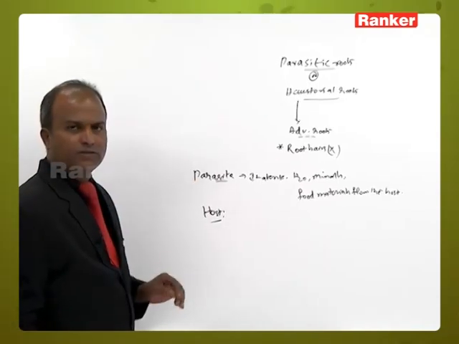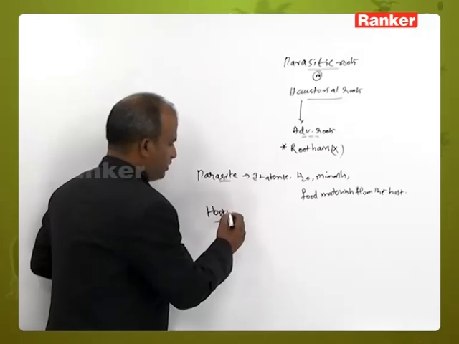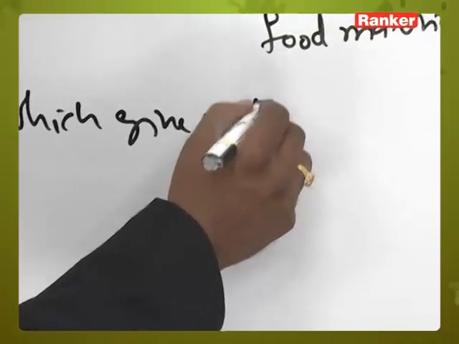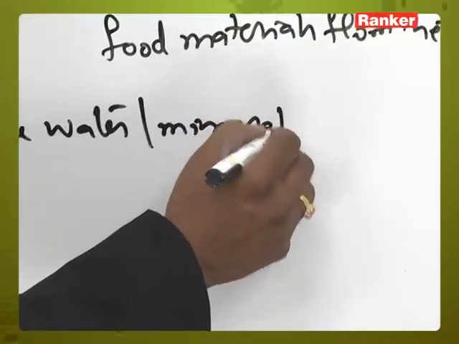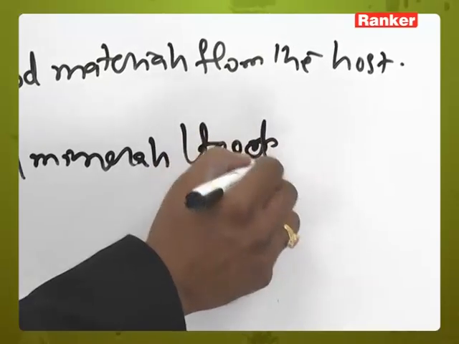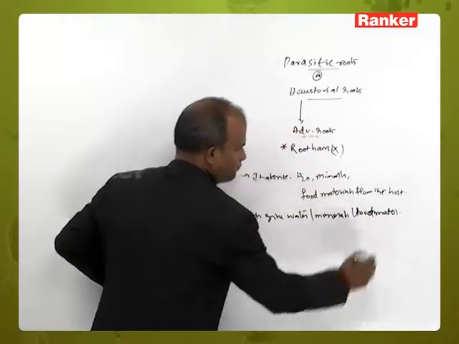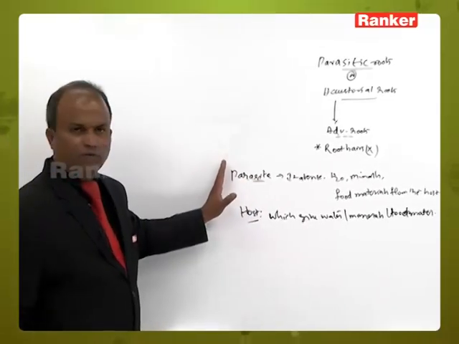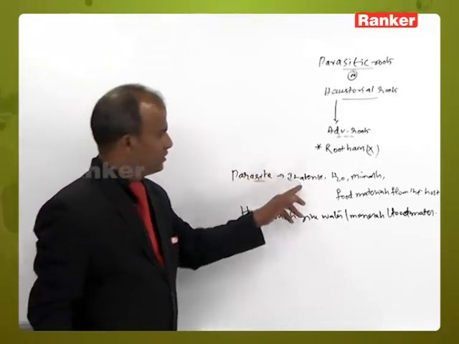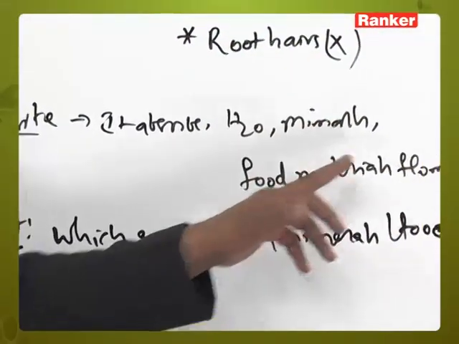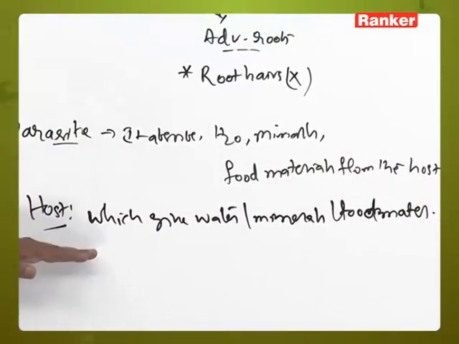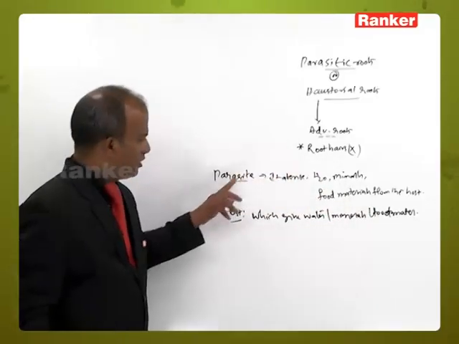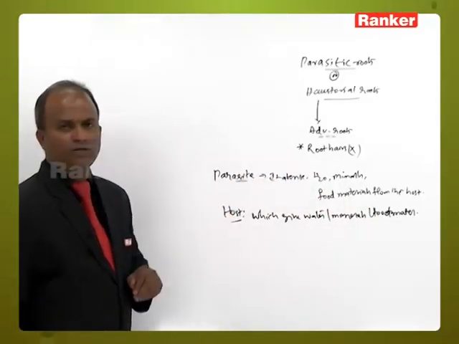But what is meant by a host? A host is the one which gives water, minerals and food materials to the parasite. It is called a host. Is that clear? So what is meant by a parasite? It is a plant which absorbs water, minerals and food materials from the host. And a host is a plant which gives water, minerals and food materials to the parasite.